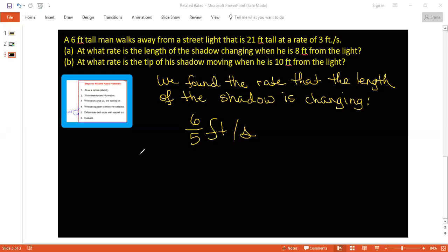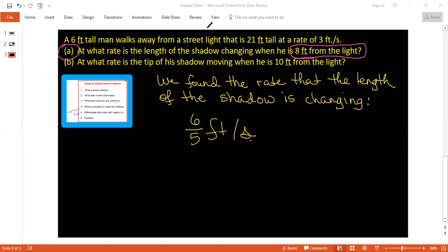Okay, so we found that the length of the shadow is changing at the rate of 6/5 feet per second. So I did part A, but I didn't even use this. That makes me wonder how they gave me that information. Don't I need it for something?